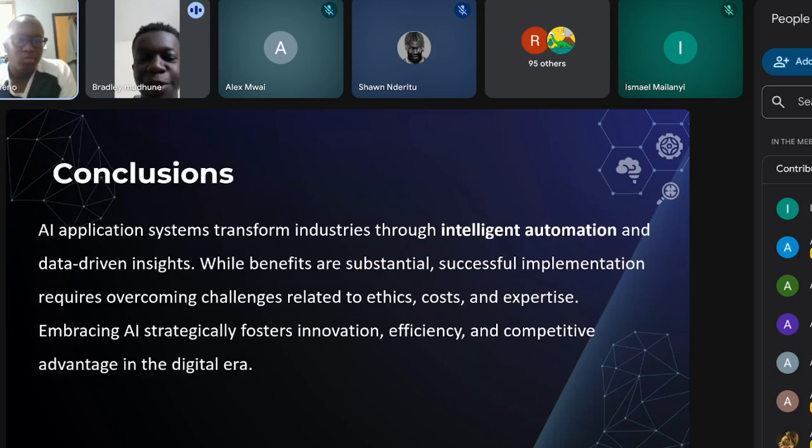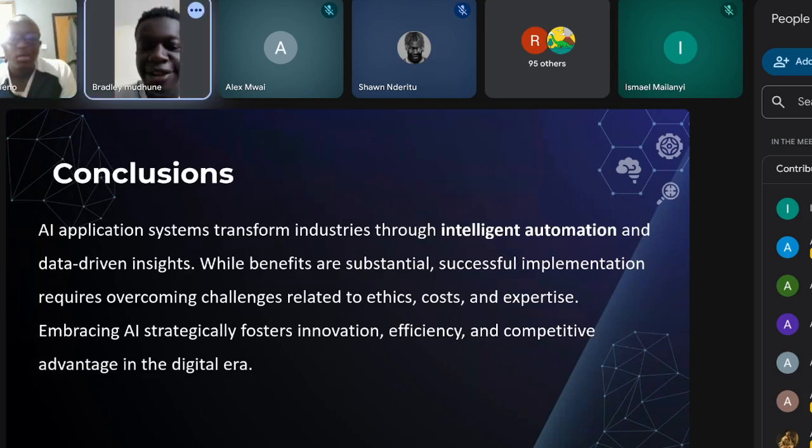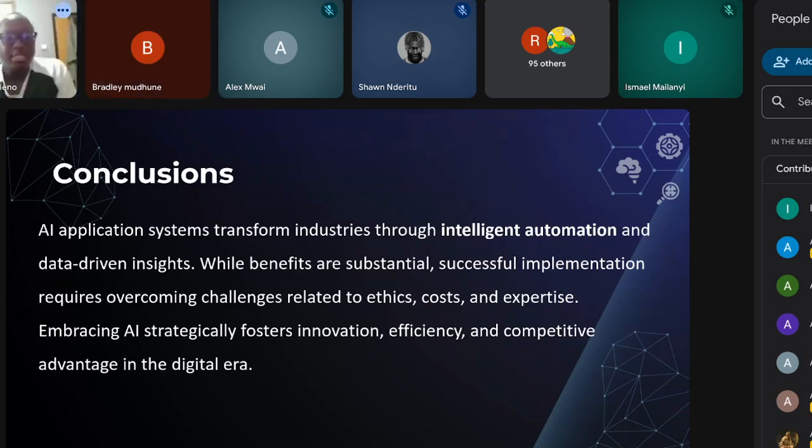Okay, so for the conclusion, AI application systems transform industries through intelligent automation and data-driven insights. While benefits are substantial, successful implementation requires overcoming challenges related to ethics, costs, and expertise. Embracing AI strategically fosters innovation, efficiency, and competitive advantage in the digital era. And that is the end of our presentation.